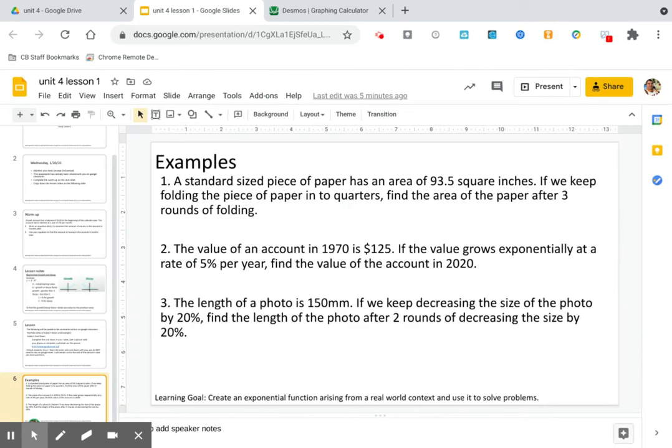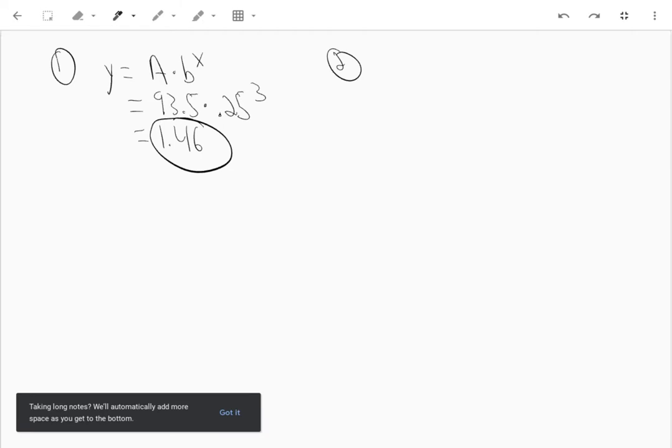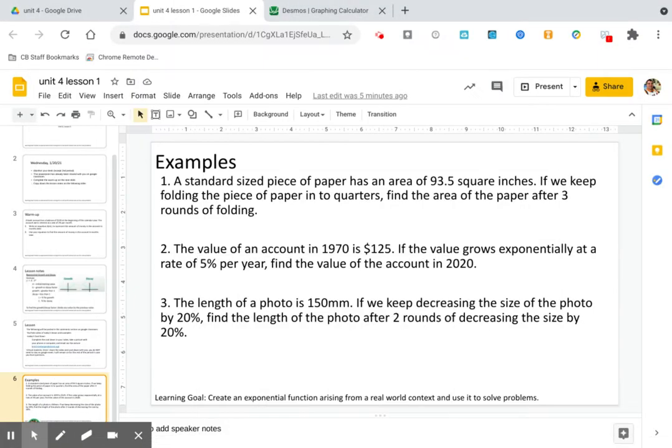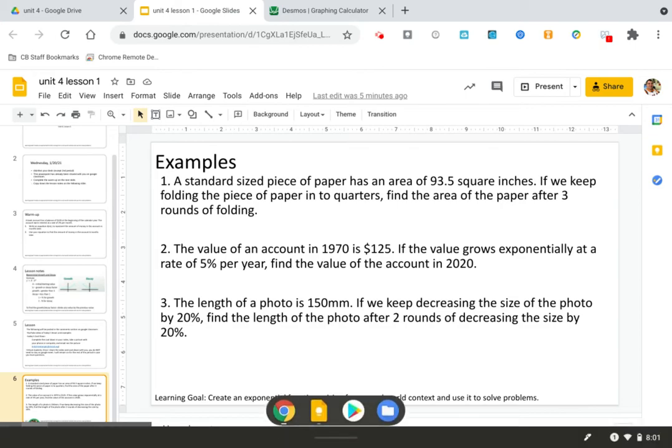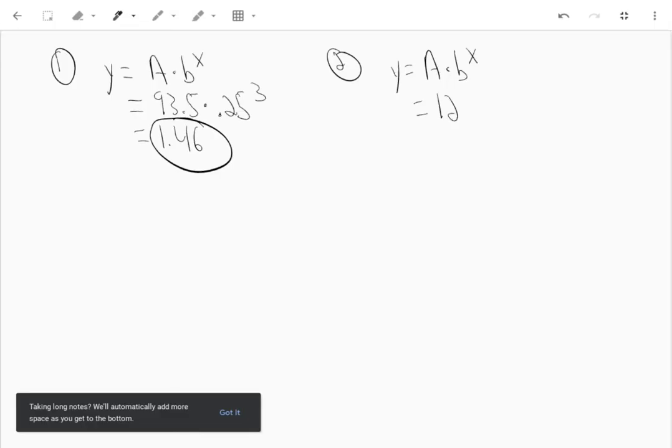Number 2, the value of an account in 1970 is $125. If the value grows exponentially at a rate of 5% per year, find the value of the account in 2020. Find the value of the account in 2020. So let's set this up again. We're using our exponential growth or decay formula. So A is our initial value. So what's our initial value of the account? That is $125.